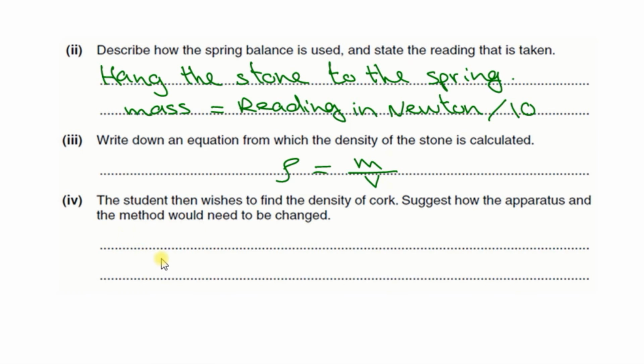The student then wishes to find the density of cork. Suggest how the apparatus and the method would need to be changed. Actually, in this case, no change. It's still the same displacement technique, only a sinker will be used.